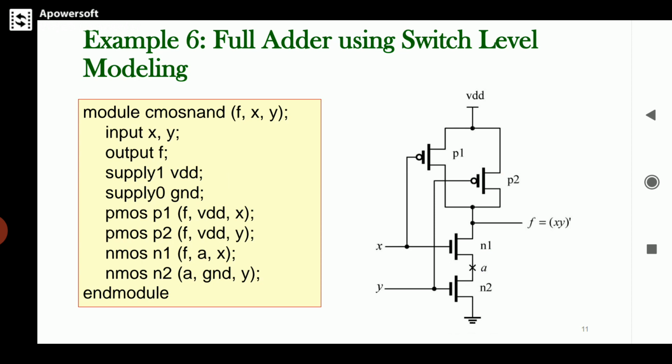Let me summarize how we have implemented this design in a hierarchical manner. First, the top level adder we have implemented using 2 modules, sum and carry. Then the carry module we have implemented using NAND gates. The sum module we have implemented using 2 XOR gates. Then the XOR gate we have implemented using, again, NAND gates. And finally the NAND gate we have implemented using NMOS and PMOS switches. Hope you have understood the design structure and its netlist.